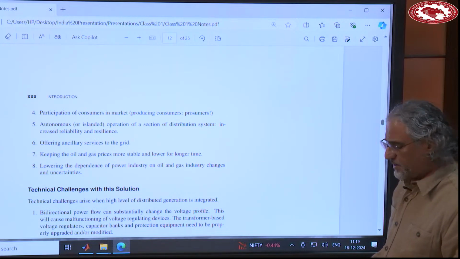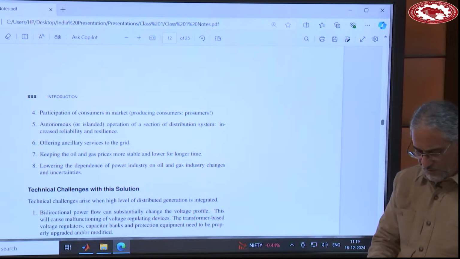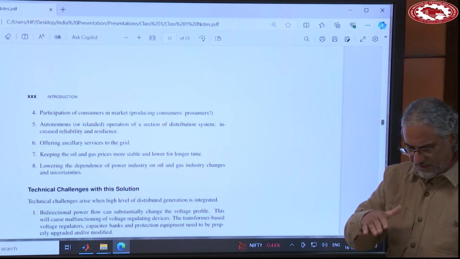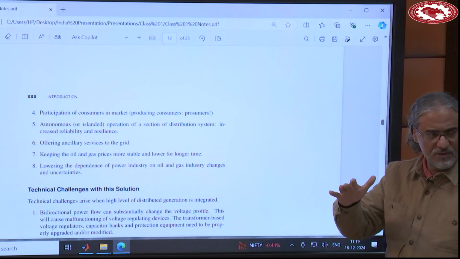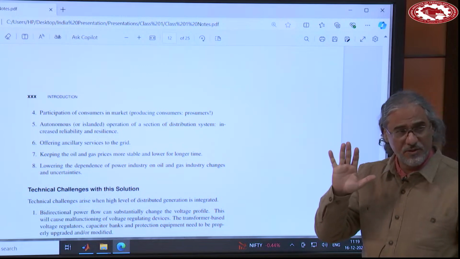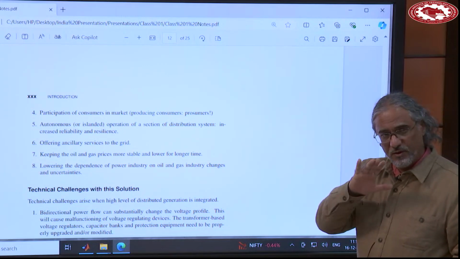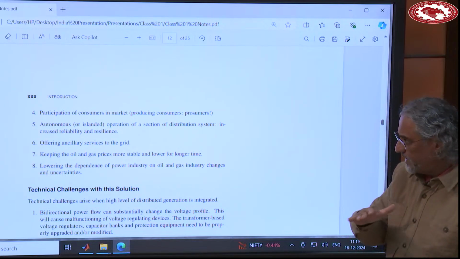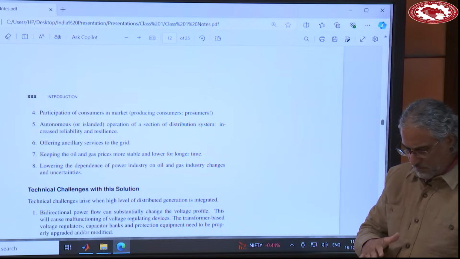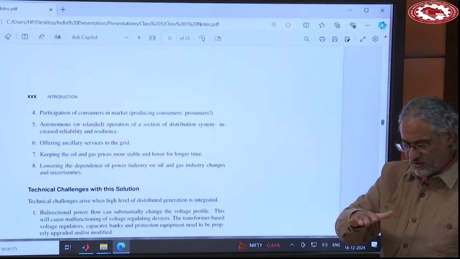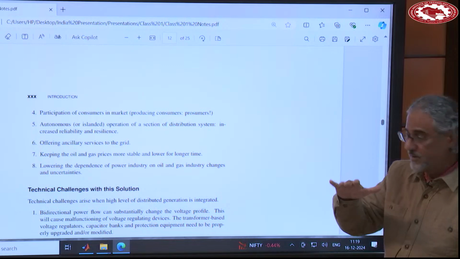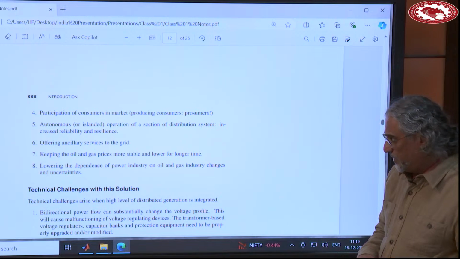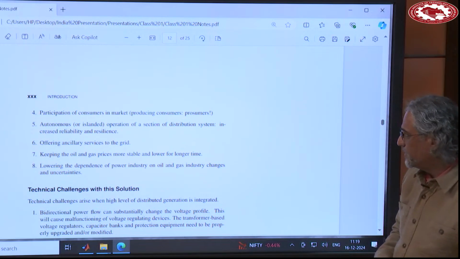Then another aspect is, if we are generating at the distribution level, we are not necessarily dependent on the transmission system, whether the transmission system is there or not. Let's say it is there. We are not necessarily dependent. So if we have a sufficient amount of generation at a distribution system, we can disconnect this distribution system from the transmission system. That is the concept of autonomous or islanded operation of a section of the distribution system.